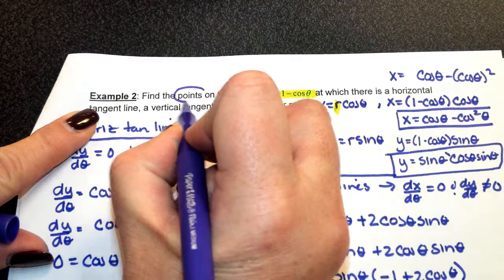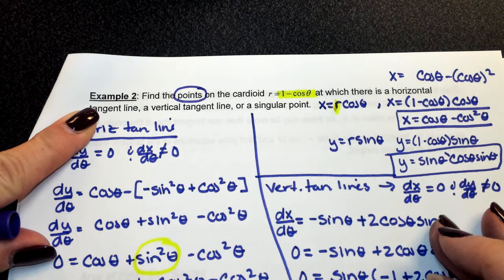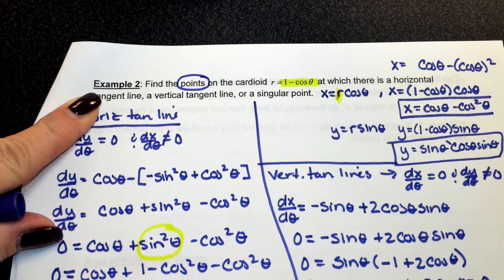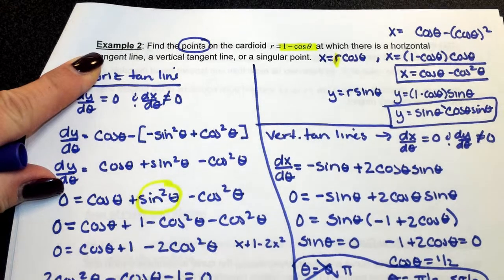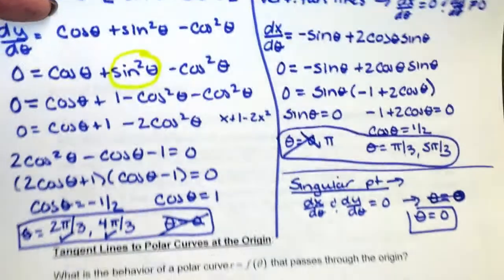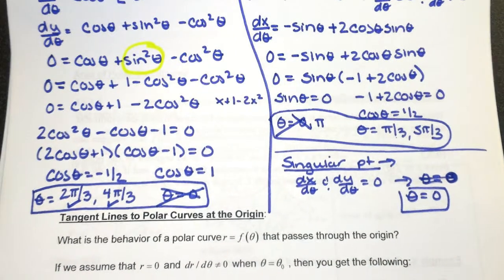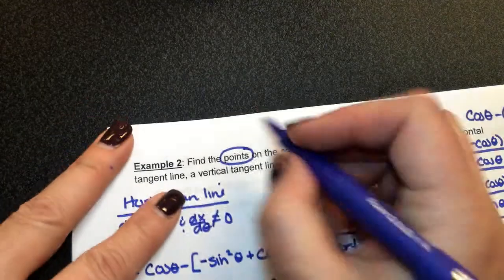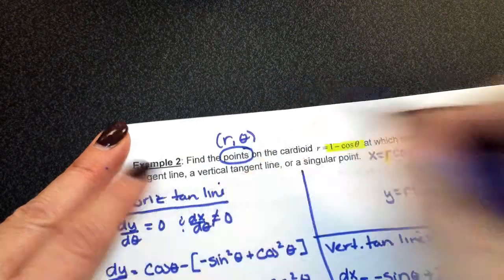Now, the question, ladies and gentlemen, is asking me for points. Wait, we already know what R is. And we know what beta is. Yes, it's a long question. Guys, shh. Have I answered the question? What does a point look like in polar? It has not just a theta value, but it has a what? R value. Remember, a point is going to be R comma theta.